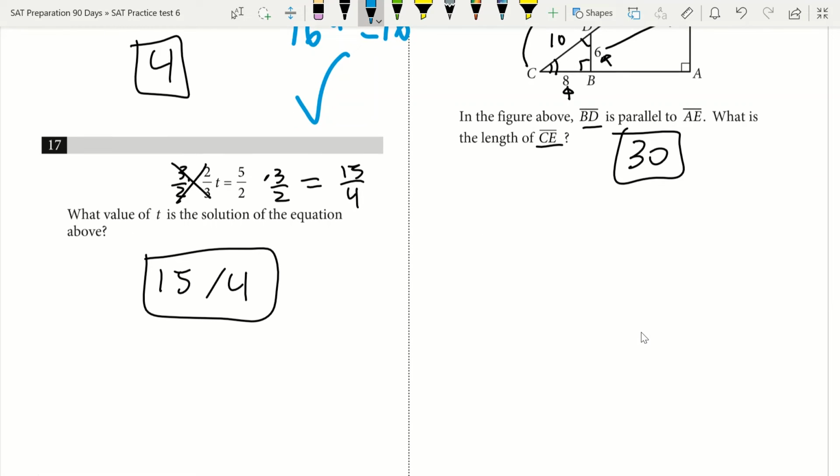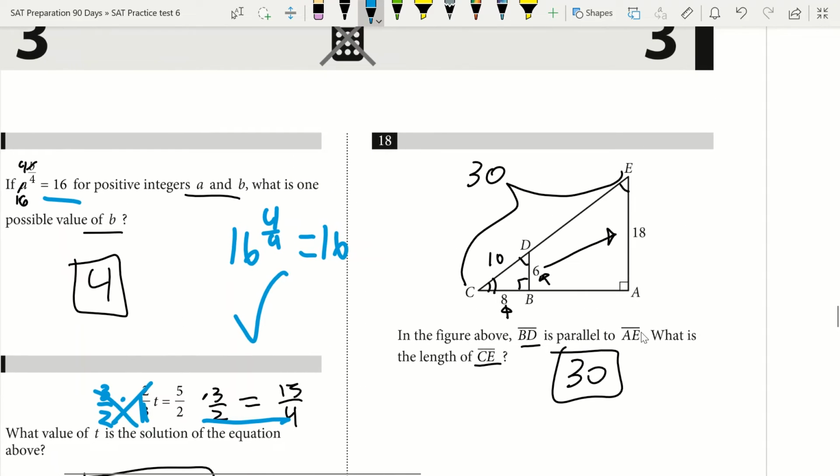17. What value of t is the solution to the equation above? Okay, I've got 2/3 t. I'm going to have to multiply by my reciprocal, so that's going to be 3 over 2. That converts that to a 1. Right, now I've got 5 over 2 multiplied by 3 over 2 as I see here. 3 times 5, 15. 2 times 2, 4. 15 over 4 is my answer. That's checked as well.